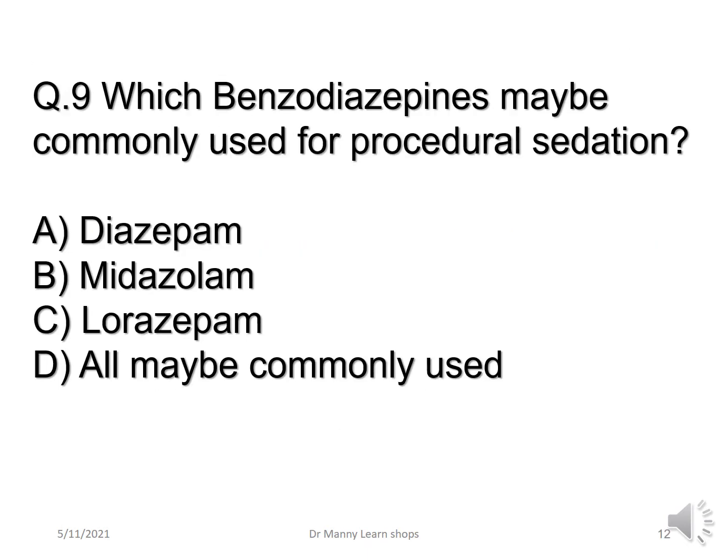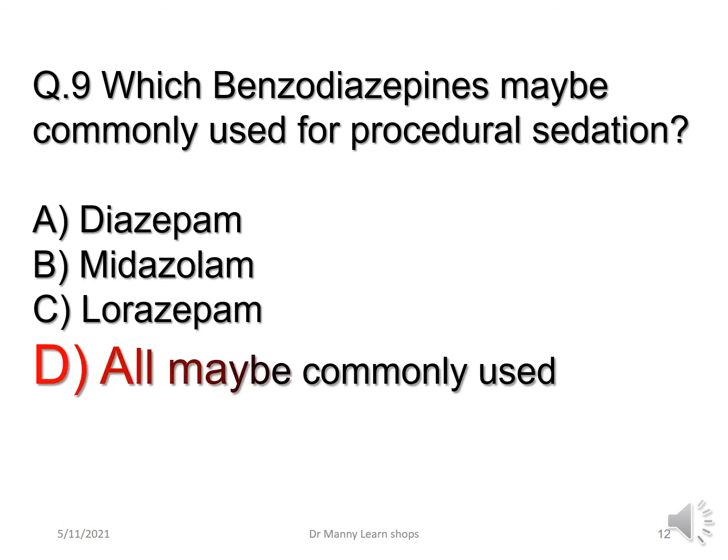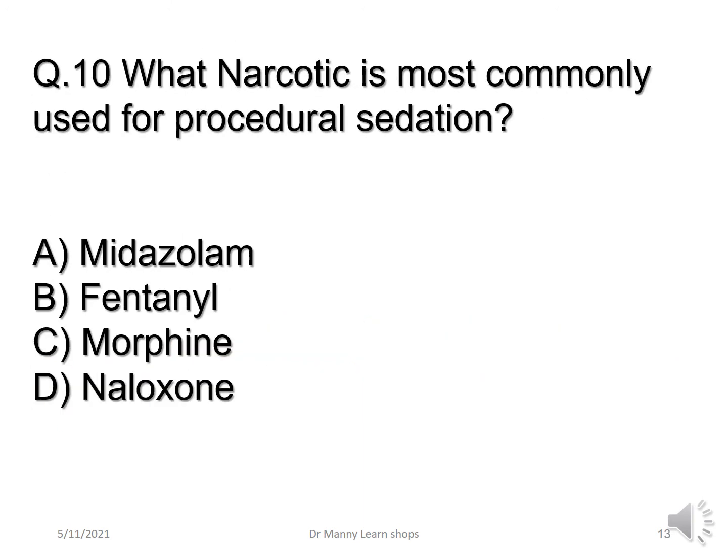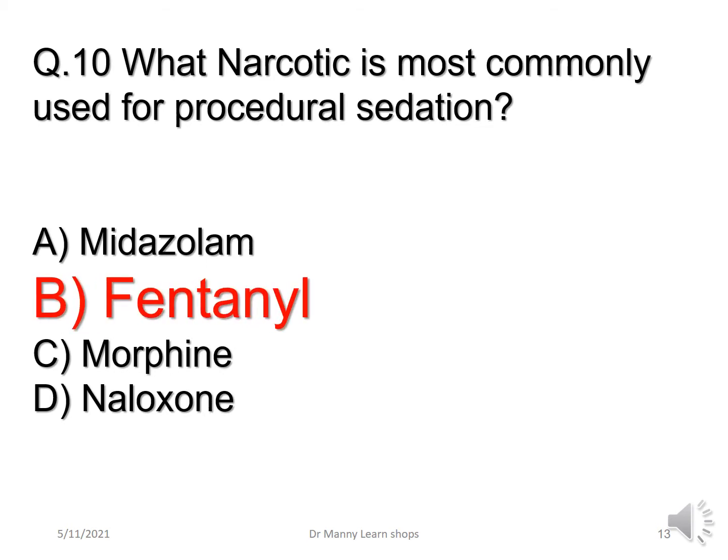Which benzodiazepines may be commonly used for procedural sedation? Diazepam, midazolam, lorazepam, or D? All. The correct answer is D. What narcotic is most commonly used for procedural sedation? Midazolam, fentanyl, morphine, naloxone. The correct answer is fentanyl.